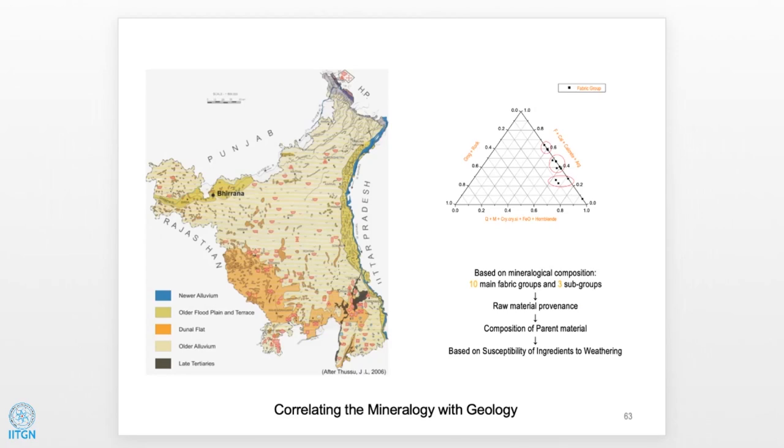When it came to provenance analysis, I was facing a lot of difficulties, because this region does not have any contrasting geological formation. If you look at it, it is old floodplain and terrace, then dunal flat, older alluvium, and like that is the geology. So some mechanism had to be worked out. Looking at the sand particles, I tried to make some kind of clustering. Instead of going only for the mineralogy, I also took into account the susceptibility of these ingredients to weathering, which tells you about the depositional history. So the depositional history was also taken into consideration for the raw material provenance.